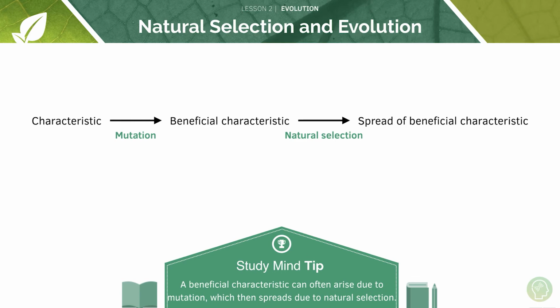Okay, another tip coming up. A beneficial characteristic can often arise due to a mutation. So we have a gene, there's a mutation in it, this will lead to a change in genotype, and this may lead to an advantageous phenotype, which then spreads due to natural selection, and therefore we have an expansion of this beneficial characteristic or this advantageous phenotype within the population.